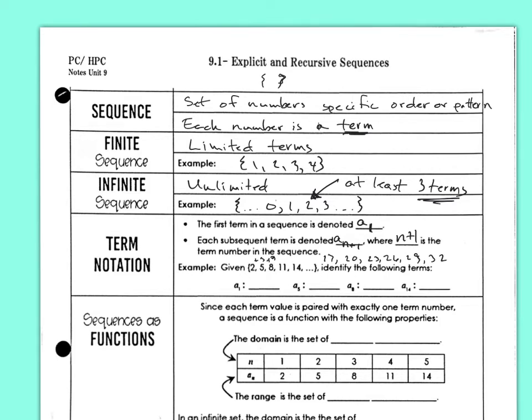So a sub 1, the first term, is 2. A sub 5, counting 1, 2, 3, 4, is 14. We're just counting, so it's like its place in line. A sub 8, 3 more would be 23. A sub 14, oh nice, don't have enough. 35, 38, 41.